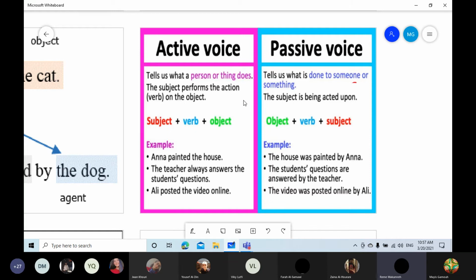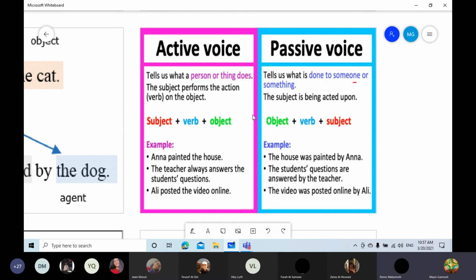Should I read the other one? The passive, please. Okay. The passive voice tells us what is done to someone or something. The subject is being acted upon. Object plus verb plus subject. Example, the house was painted by Anna. The students' questions are answered by the teacher. The video was posted online by Ali.